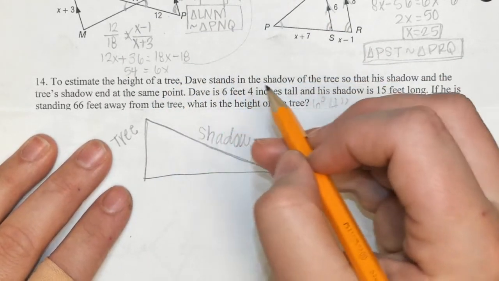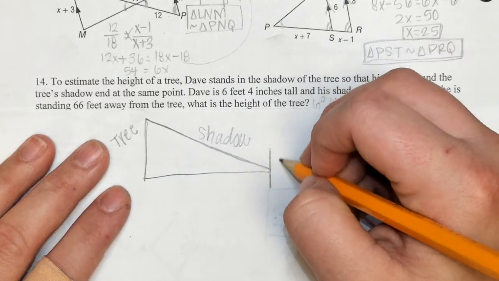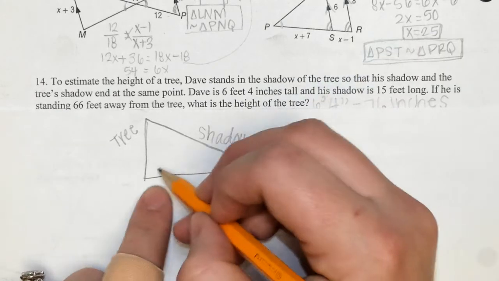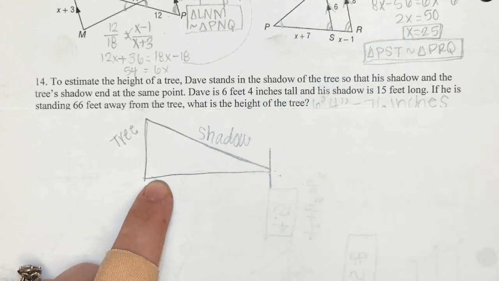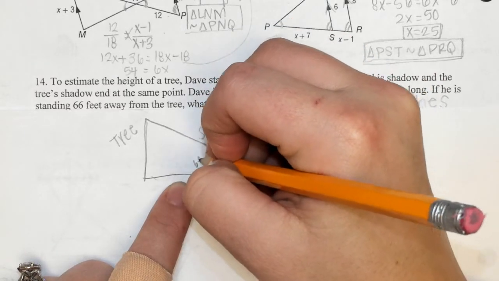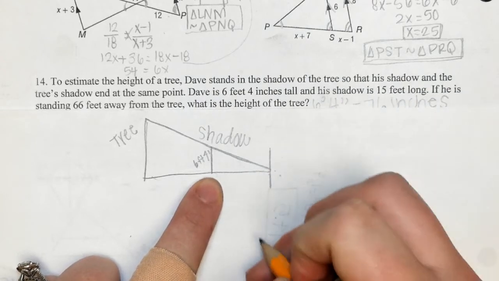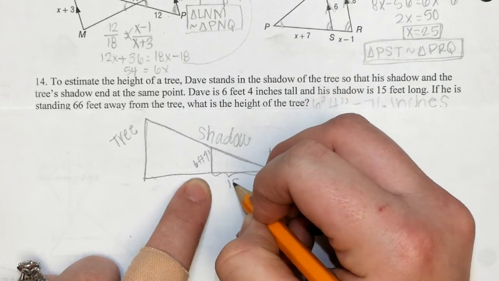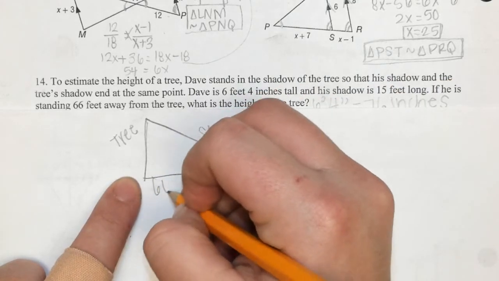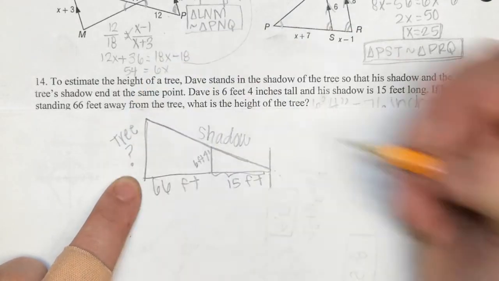Dave is standing in the shadow of the tree, so this ending right here is the ending of Dave's shadow and the tree's shadow. Dave is somewhere in here, and he is 6 foot 4 inches tall. His shadow is 15 feet long, so from here to here is 15 feet. And he's standing 66 feet away from the tree. So what is the height?